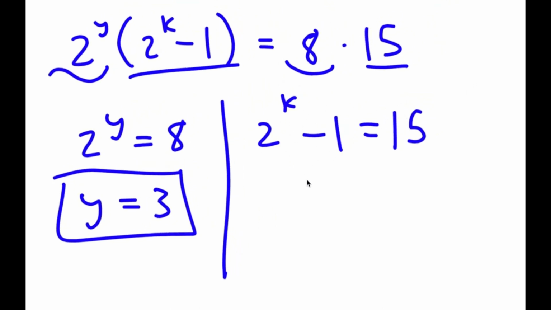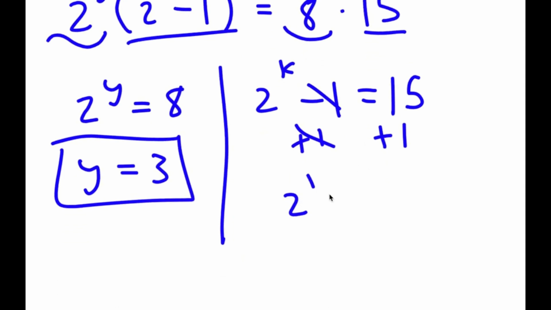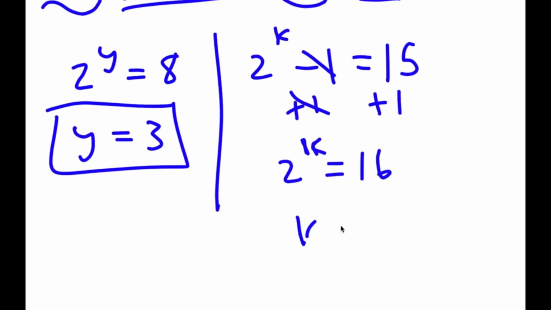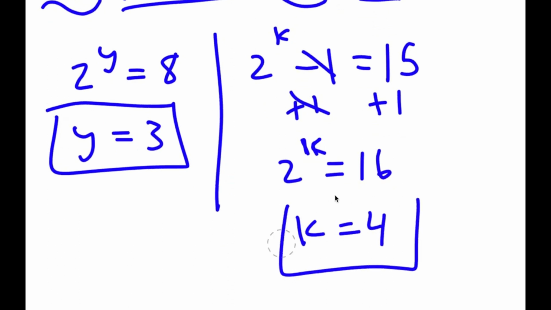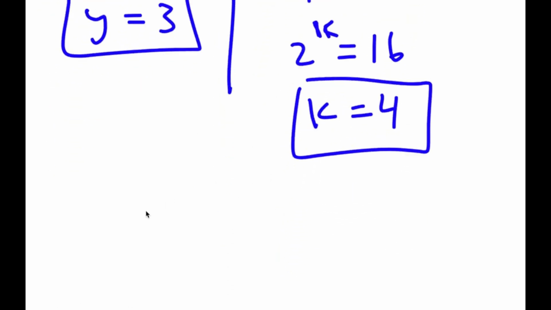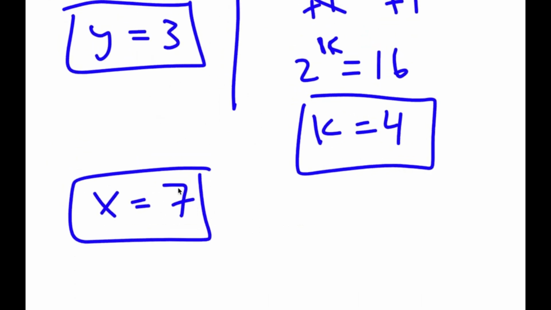And for 2 to the power of k minus 1 equals 15, add 1 on both sides. I get 2 to the power of k is equal to 16, meaning k is 4. So now that we have our values for y and k, remember x is equal to k plus y, meaning x equals 4 plus 3, which is 7. So these are my solutions.